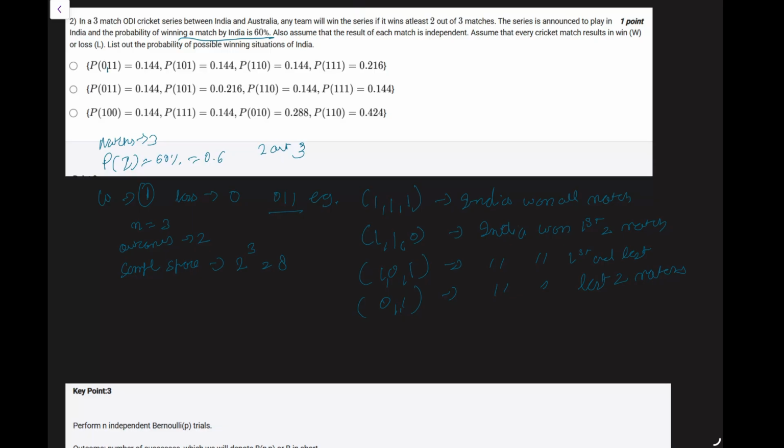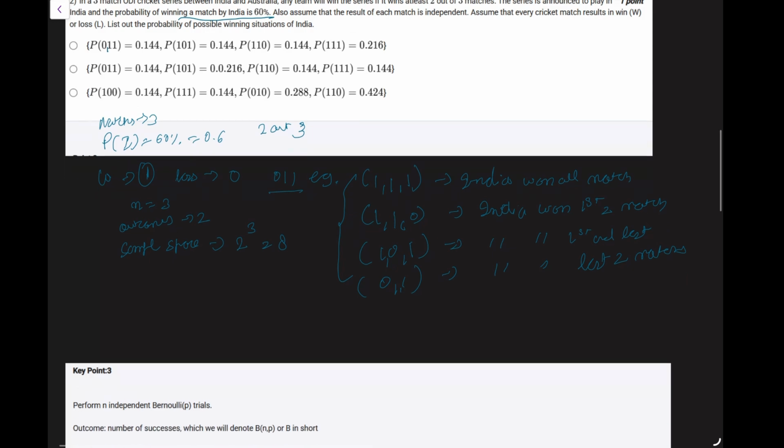Let me explain. There are 2 to the power of 3, which is 8 possible ways the results can turn out. But we have to be careful about winning situations. The only outcomes where India wins at least 2 matches are 4, which are these. Besides these 4 scenarios, there are 4 more scenarios where India did not win, but we don't care about those. I hope that makes sense. Now, when we find the probability of India winning the entire series, which means India won 2 out of 3 matches, we have to find the individual probabilities.